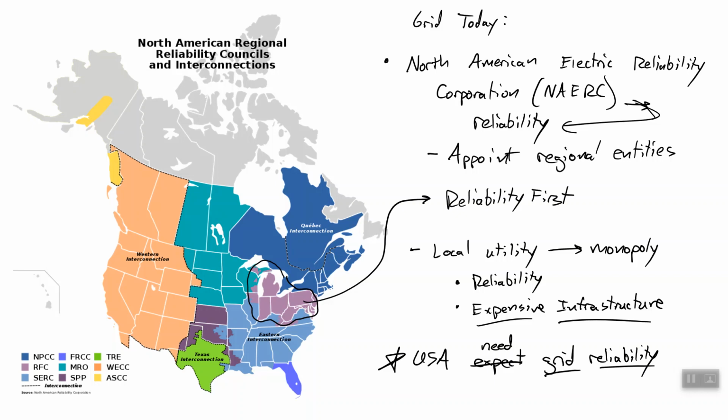Okay, that's it for the history of the grid. Next, we're going to talk about the demand on the grid and then how we supply that energy to the grid.